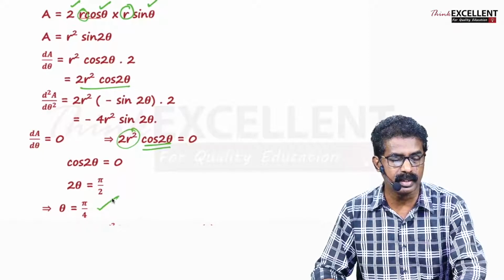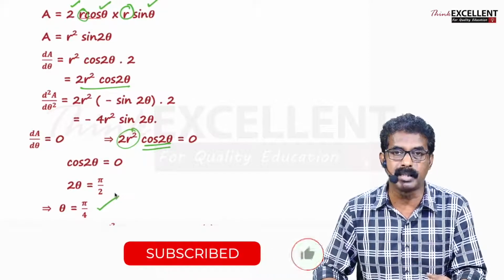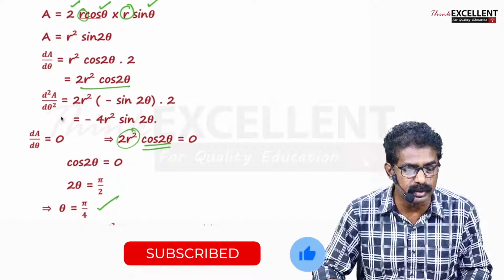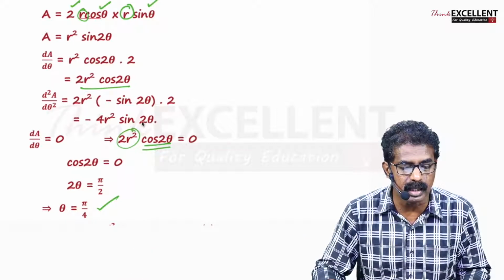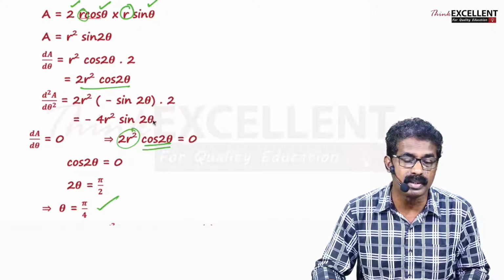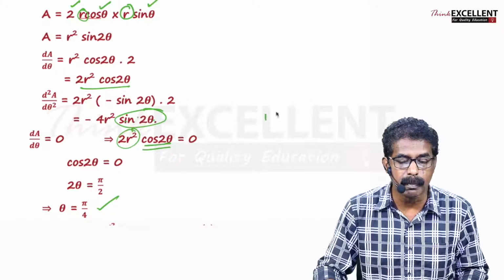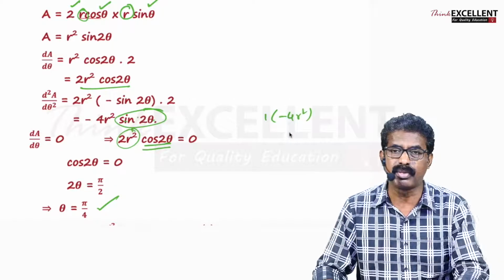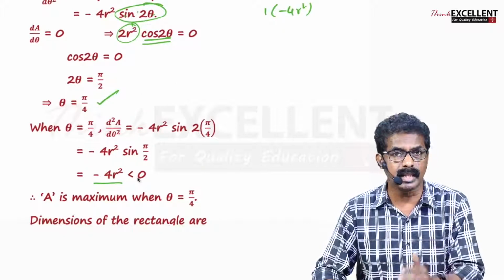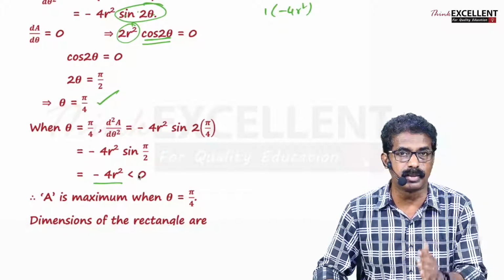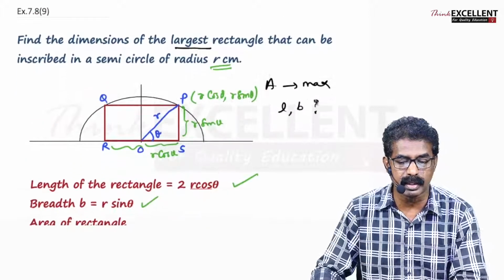Now we have to check whether it is positive or negative, right? Maximum or minimum. For that you substitute this point, theta equal to pi by 4 in the second derivative. Second derivative is minus 4r square into sin 2 theta. 2 into 45 is 90. Sin 90 is 1. 1 into minus 4r square. It is minus 4r square, negative, less than 0. Second derivative negative means there is a maximum. So area is maximum when theta is pi by 4. So one part over, area is maximum.